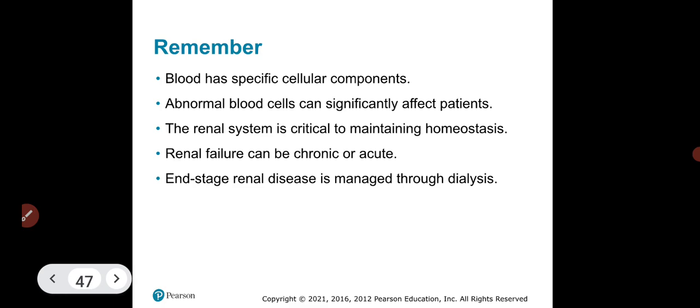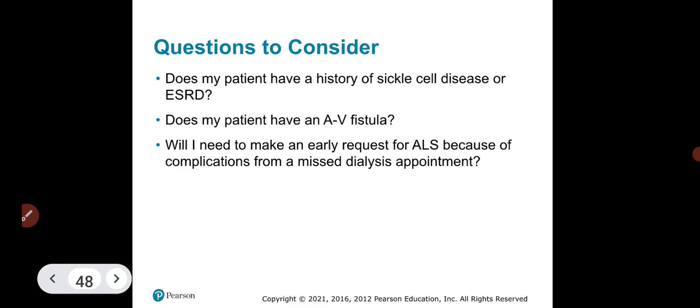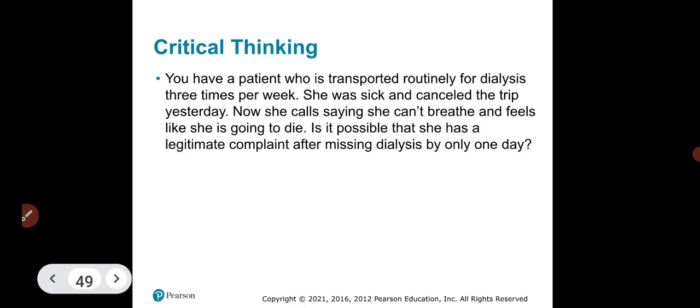Some things to remember. Blood has specific cellular components. Abnormal blood cells can significantly affect patients. The renal system is crucial to maintaining homeostasis. Renal failure can be chronic or acute. End-stage renal disease is managed through dialysis. And then some questions. Does my patient have a history of sickle cell disease or ESRD? Does my patient have an AV fistula? Will I need to make an early request for ALS because of complications from a missed dialysis appointment?